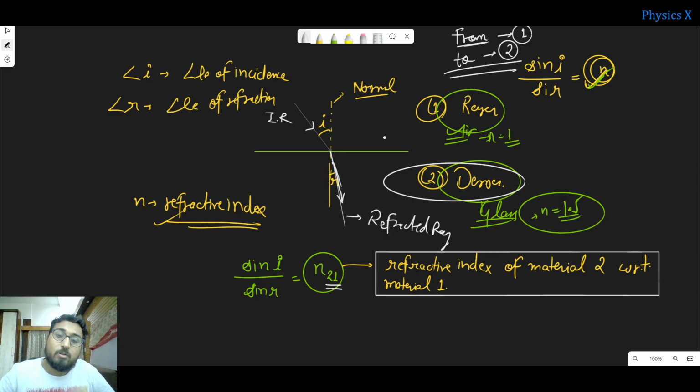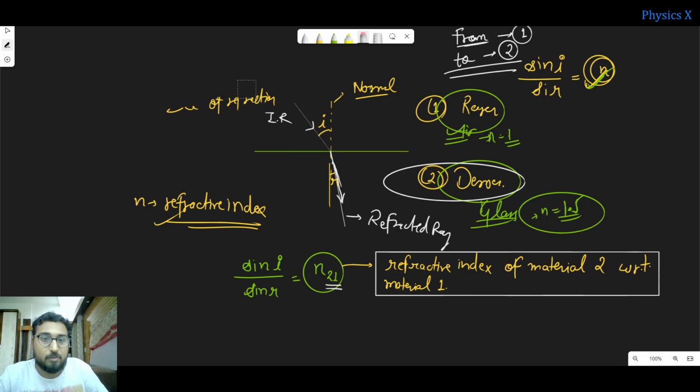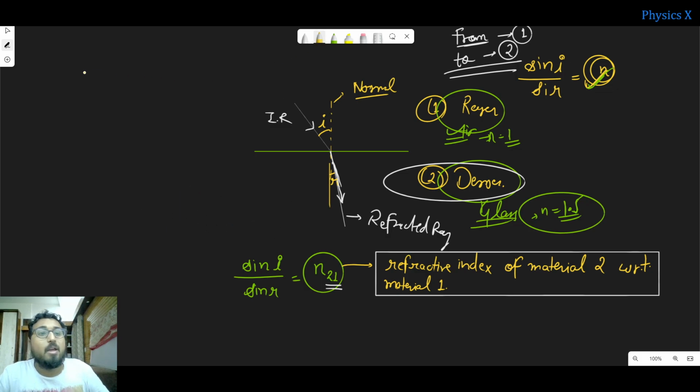Okay, now this refractive index also has a definition. Let us see how this can be understood. I am calling refractive index n.